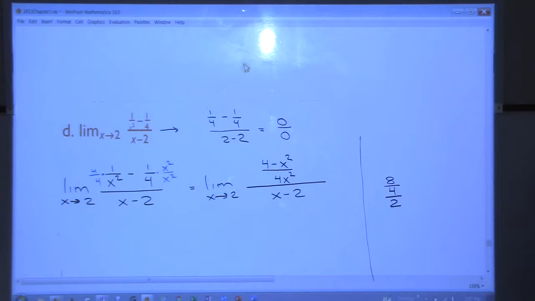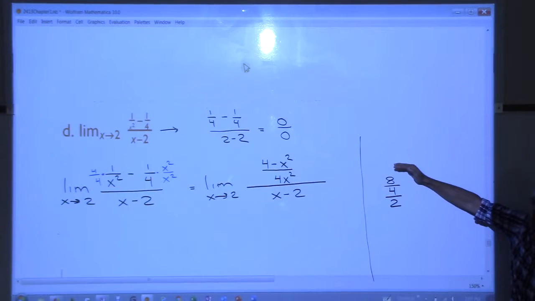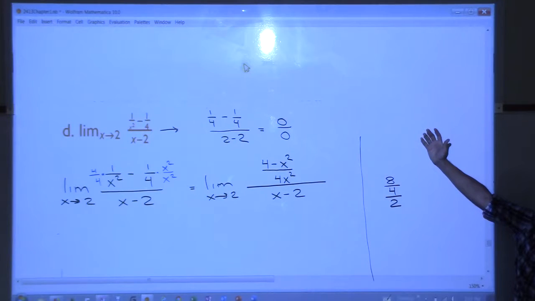You don't know the answer to that. Which one do you do first? Do you do 8 divided by 4 or 4 divided by 2? Which one do you do first? Because if you do that first, you get 2, and then divided by 2, you get 1, right? But what if you do that first? You get 2, and then 8 divided by 2 is 4.